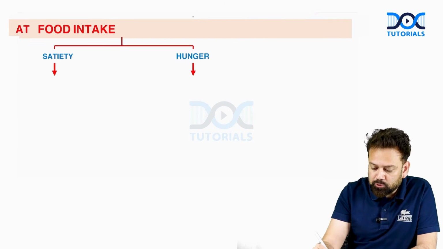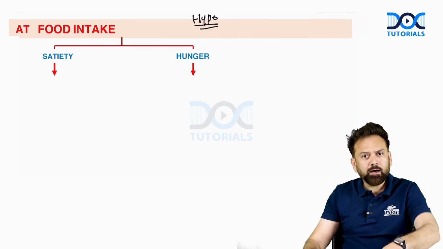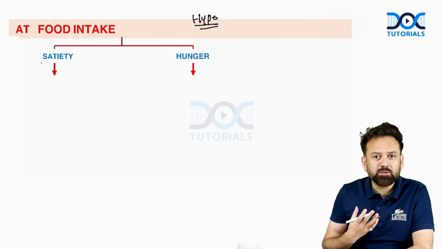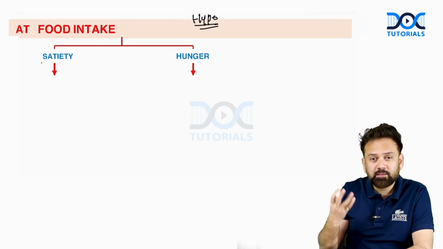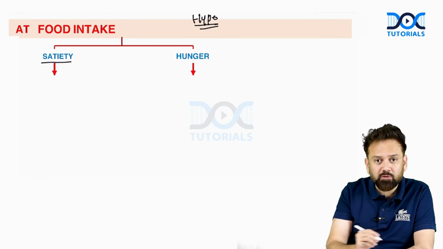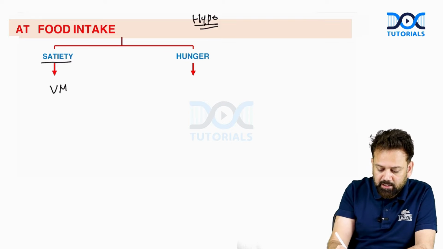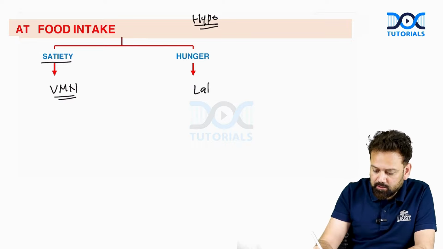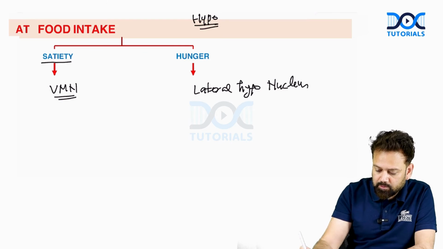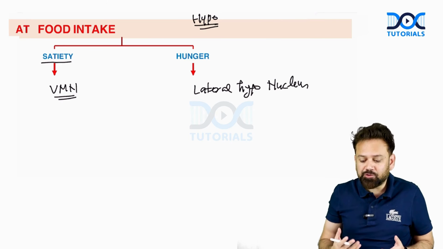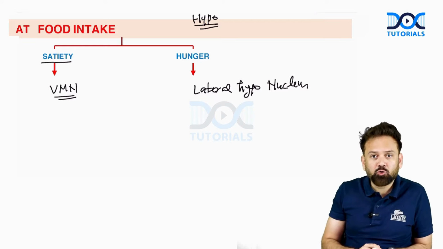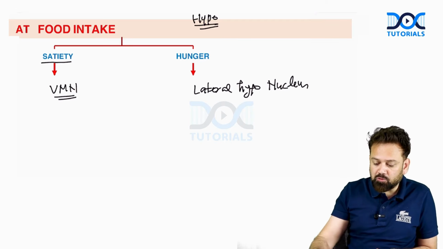Now, starting with the hypothalamus. Like the thalamus was the relay station of all the conscious activity, the hypothalamus is for all the subconscious activity, like food intake, satiety, hunger. So which nucleus is for food intake? Ventromedial nucleus. Which nucleus is for hunger? Lateral hypothalamic. For hunger, who is making you hungry? The lateral hypothalamic nucleus. Who is making you say, okay, now I should not take food? The ventromedial nucleus. Clear? So this is about your food intake.